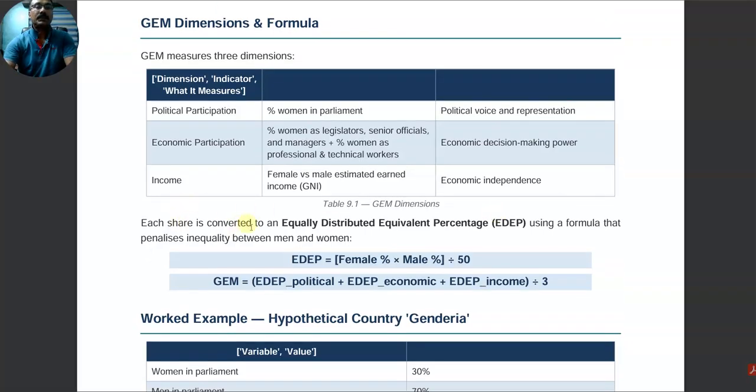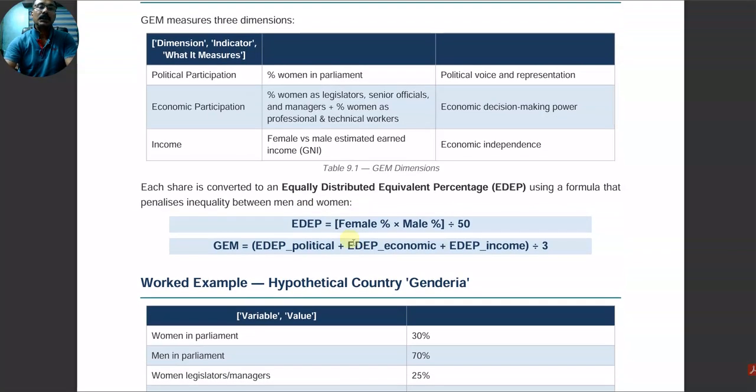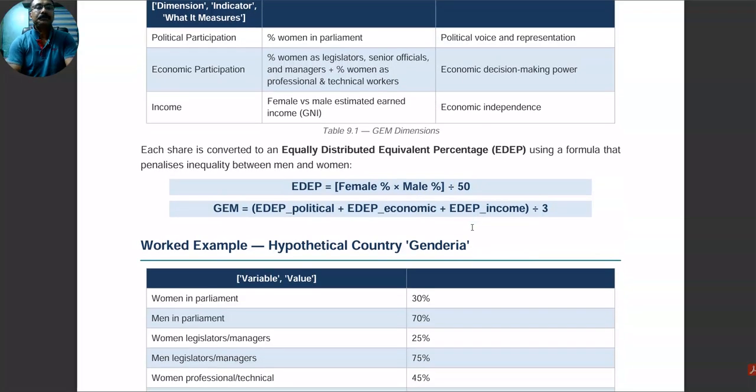Now each share is converted to an equally distributed equivalent percentage, using a formula that penalizes the inequality between men and women. So what is the equally distributed equivalent percentage? It is female percentage times male percentage divided by 50. That is, GEM equals EDEP political plus EDEP economic plus EDEP income, divided by 3.